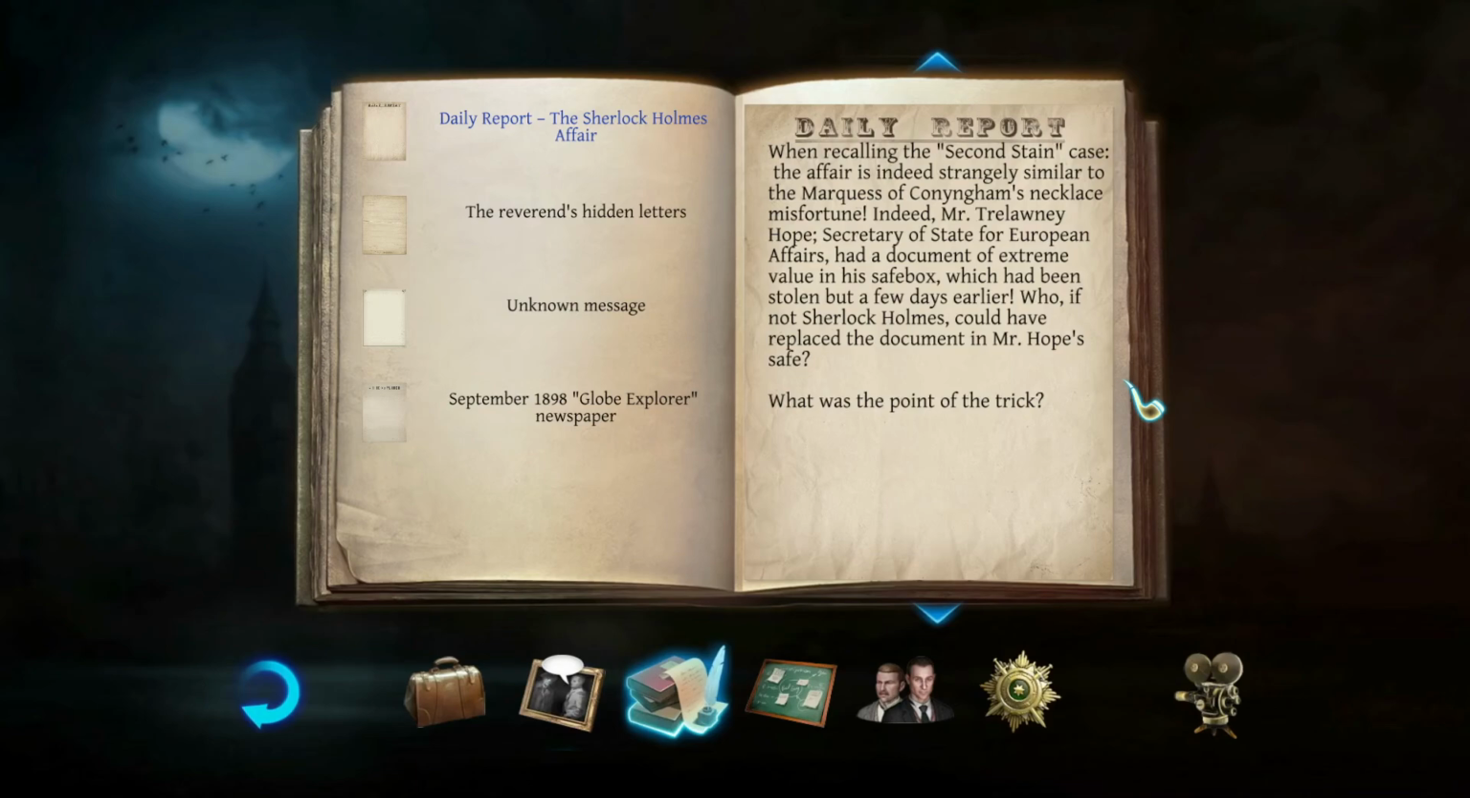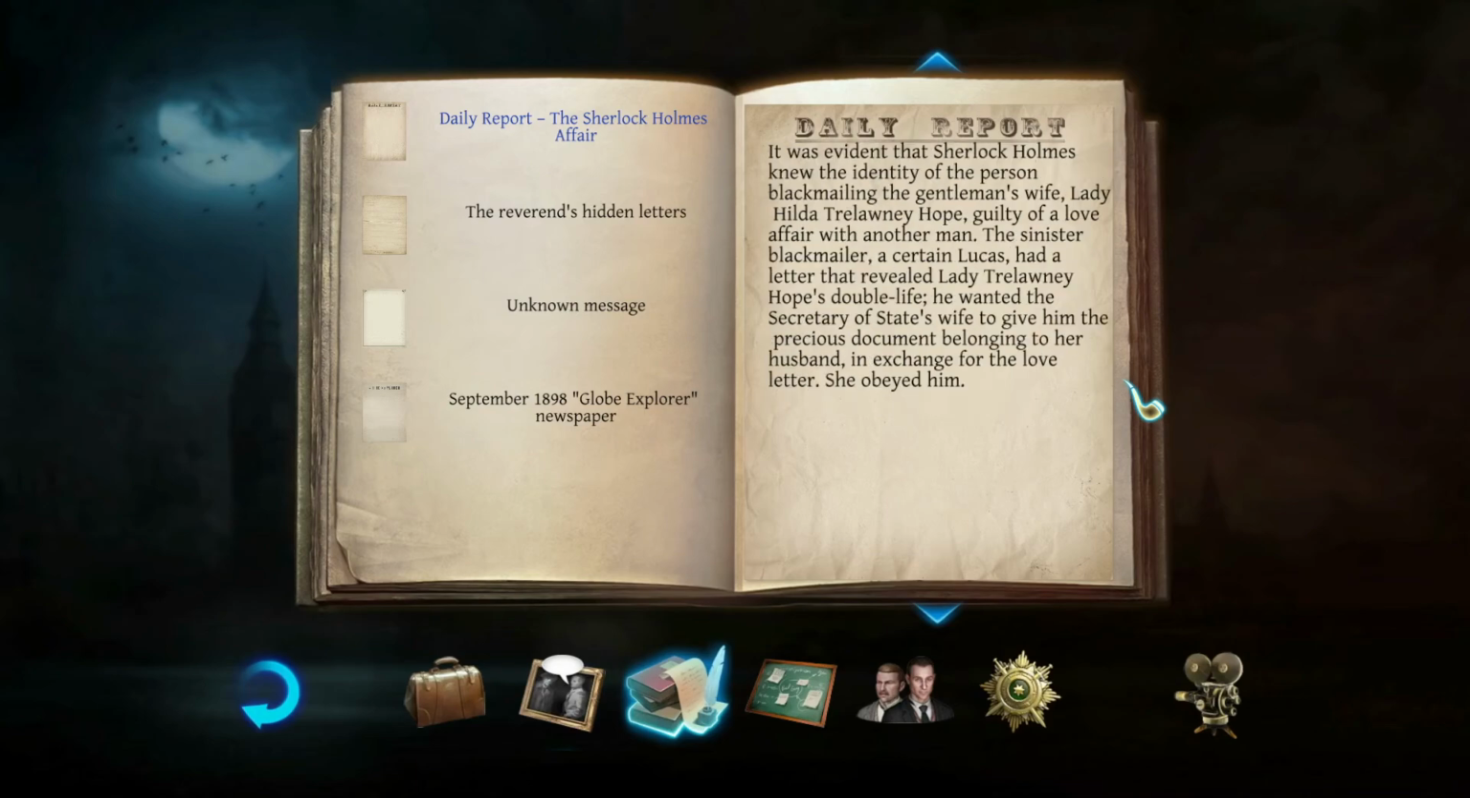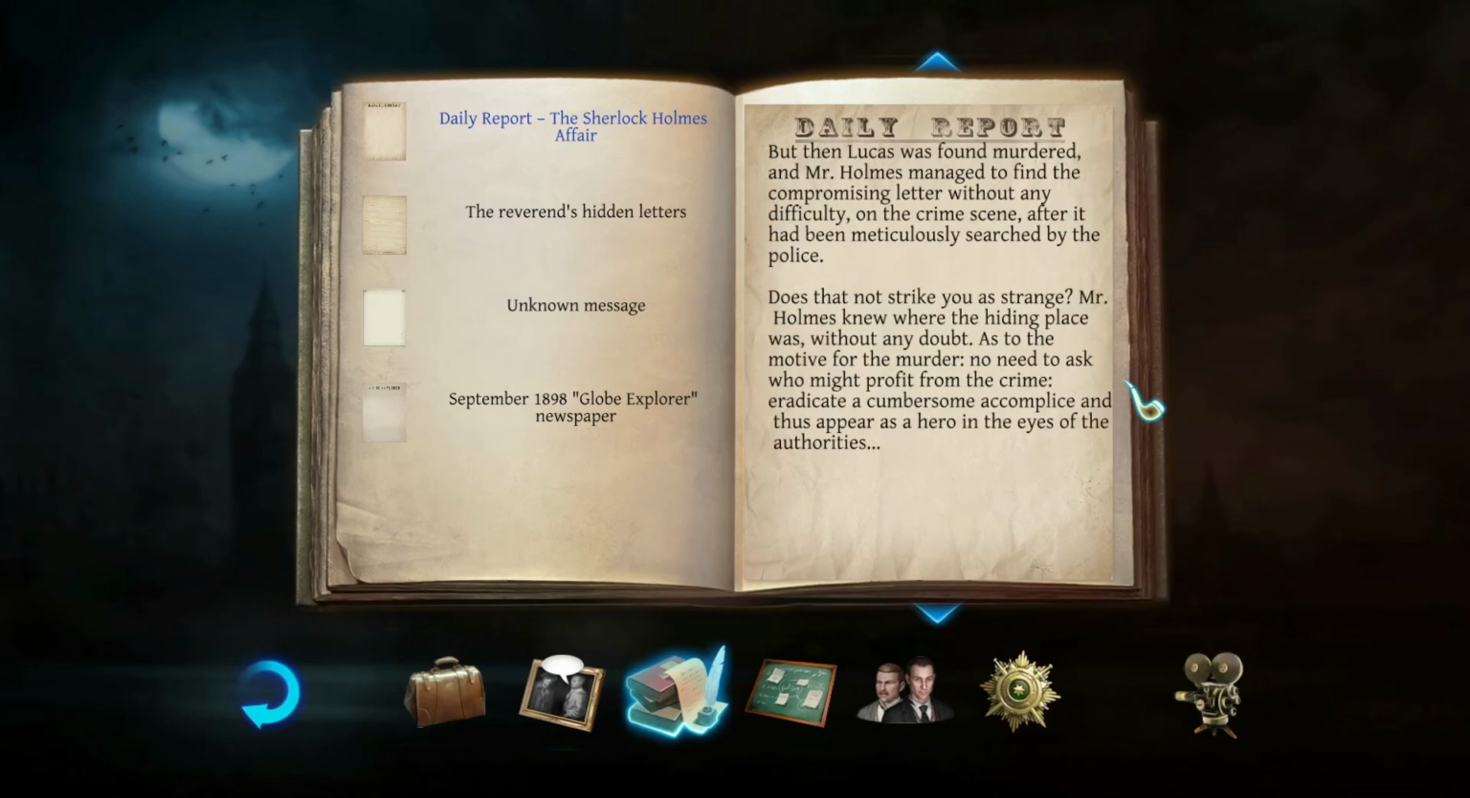Excuse me. What was the point of the trick? It was evident that Sherlock Holmes knew the identity of the person blackmailing the gentleman's wife, Lady Hilda Trelawney Hope, guilty of a love affair with another man. The sinister blackmailer, a certain Lucas, had a letter that revealed Lady Trelawney Hope's double life. He wanted the Secretary of State's wife to give him the precious document belonging to her husband in exchange for the love letter. She obeyed him. But then Lucas was found murdered, and Mr. Holmes managed to find the compromising letter without any difficulty on the crime scene, after it had been meticulously searched by the police.